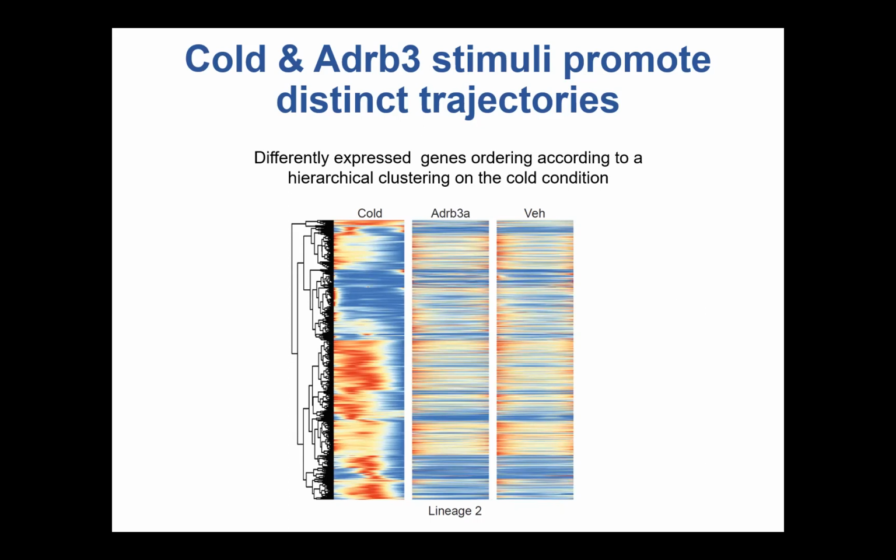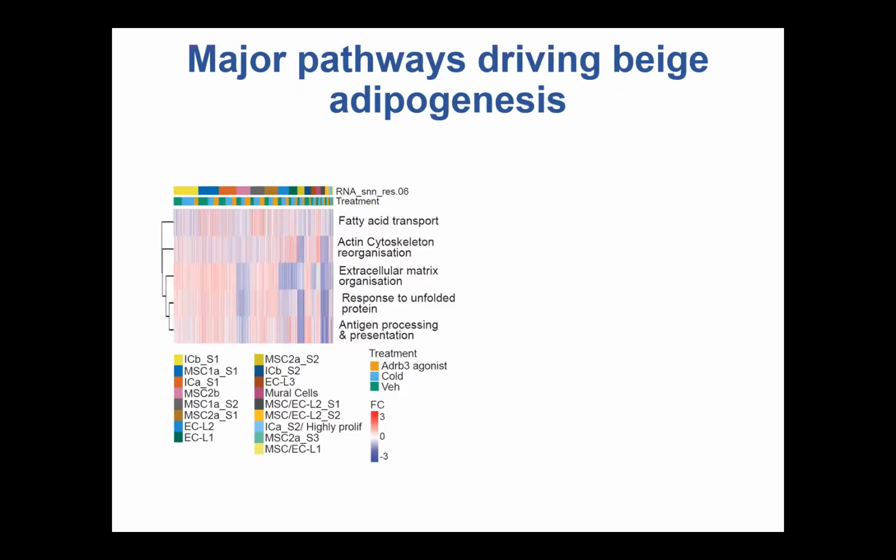So to do so, we did some pathway analysis, and then we found that some major pathways that drive this beige adipogenesis in cold conditions are associated with fatty acid transport, actin cytoskeleton rearrangement, and extracellular matrix organization. This is consistent with previous reports. One of the pathways that we were not expecting was the response to unfolded protein.